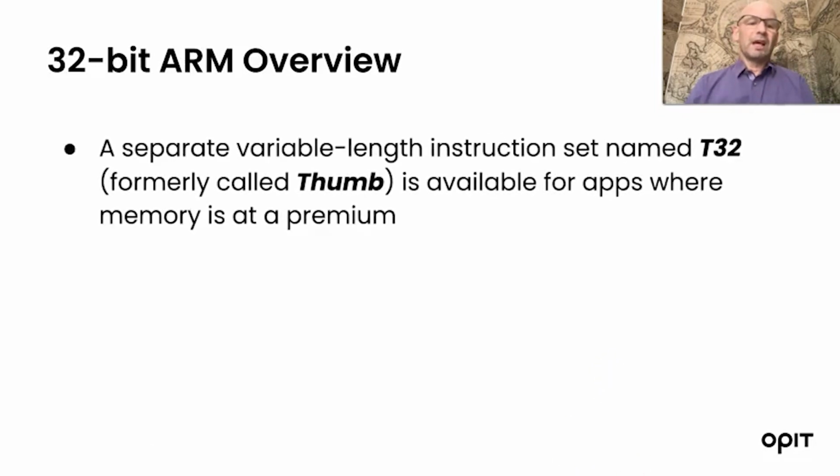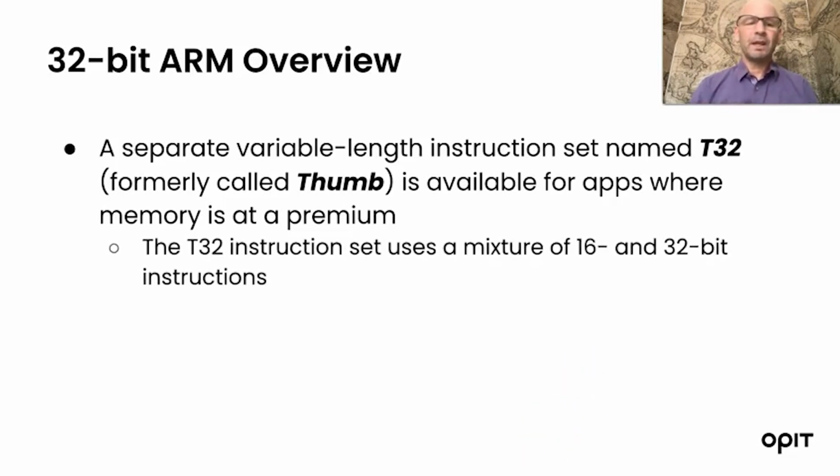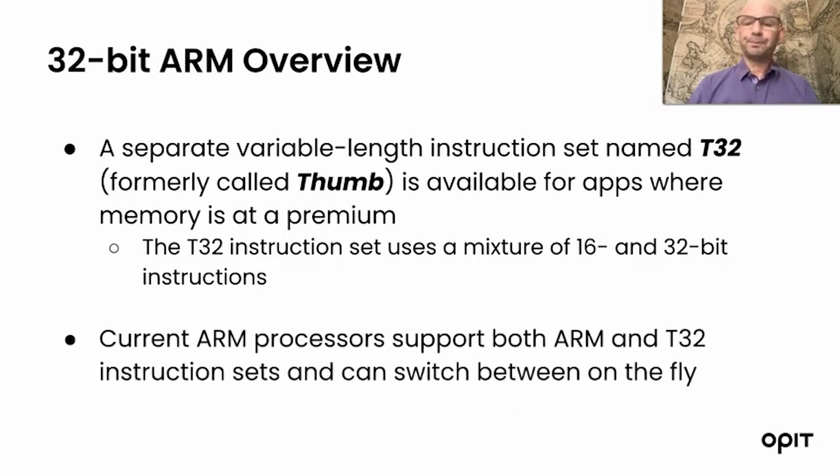So a separate variable length instruction set named T32, formerly called Thumb, is available for applications where memory is at a premium. So if we have very small devices with very small space, then we can run what's called T32. Now the T32 instruction set uses a mixture of 16 and 32-bit instructions. So the advantage, of course, of that is if we want to run instructions that are very small in size, that take up very little space, we can run them as 16-bit instructions, right? So that there's an advantage to that.